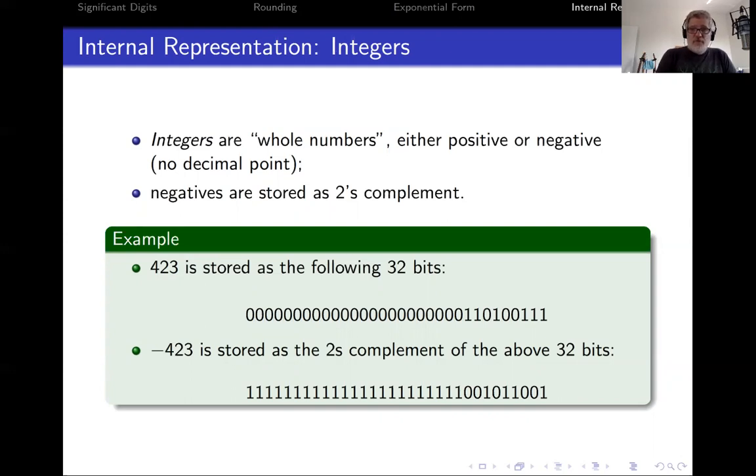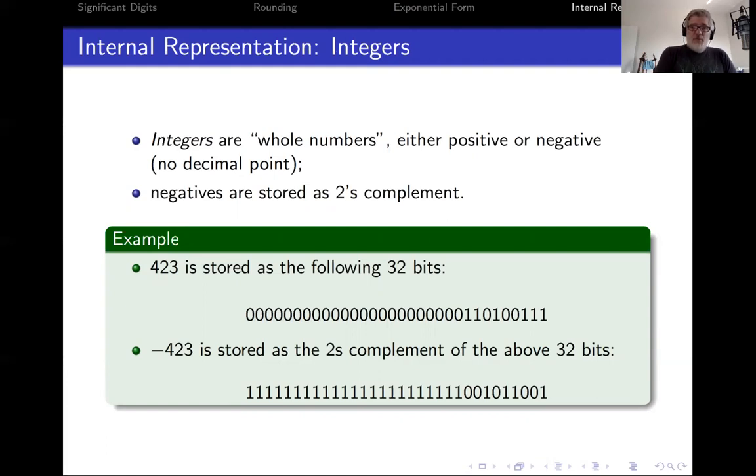Well, you convert 423 to binary, which will be 1101001111. If you look at that last part there, and you write it down on 32 bits. So of course you're padding on the left.